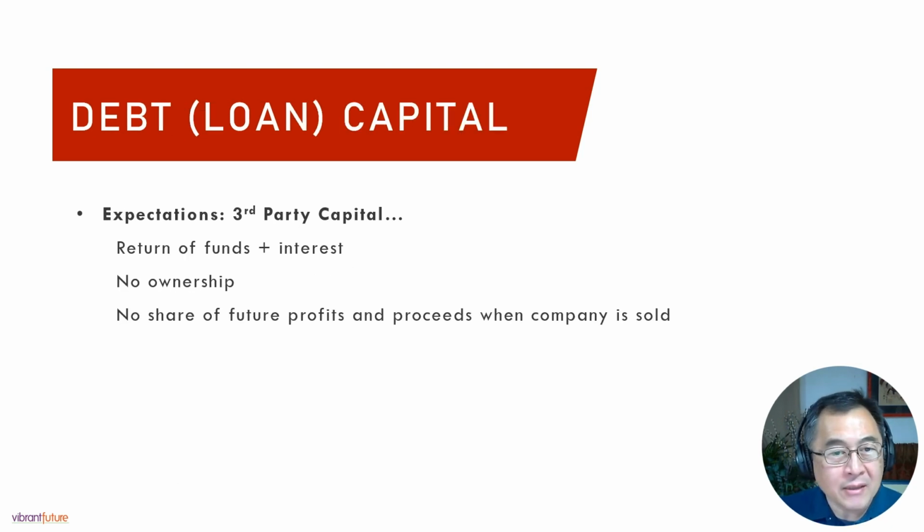Another type of capital is debt or loan capital. The expectation around loan or debt capital is that they expect the funds to be returned at some point in the future with interest. There are no ownership expectations. As an owner, you still get 100% of the control and 100% ownership of the business, and the parties that loan you the money do not get any control. And typically, they do not get any share of future profits or proceeds when the company is sold.